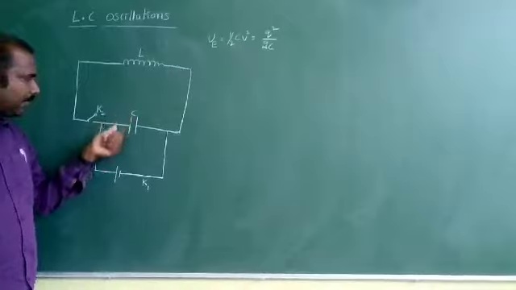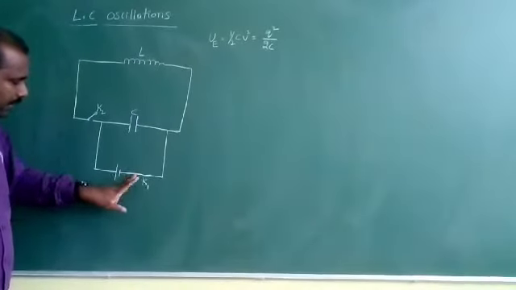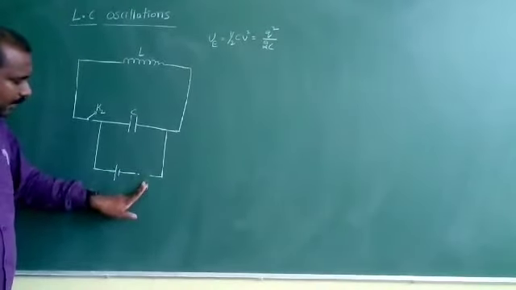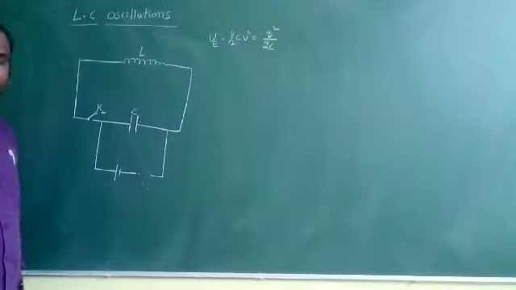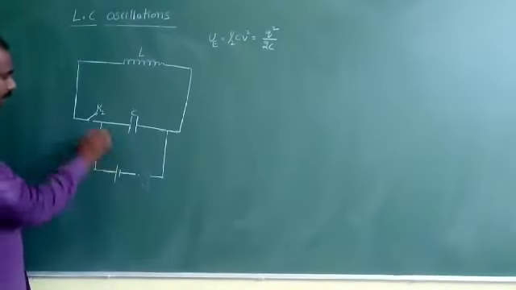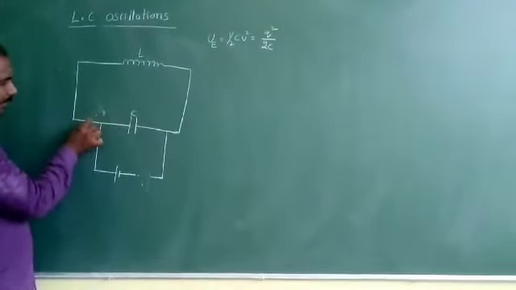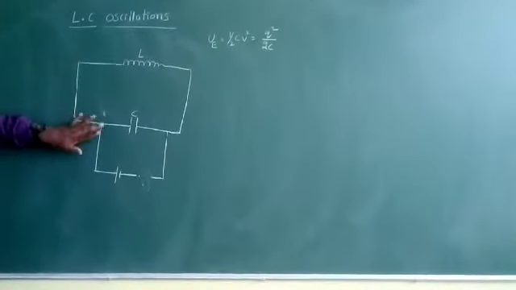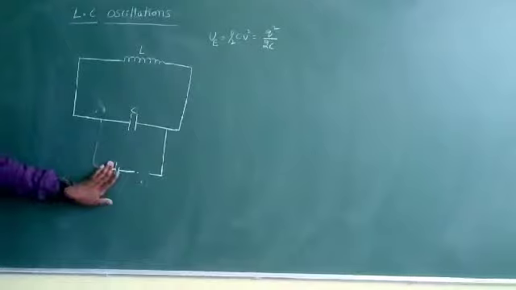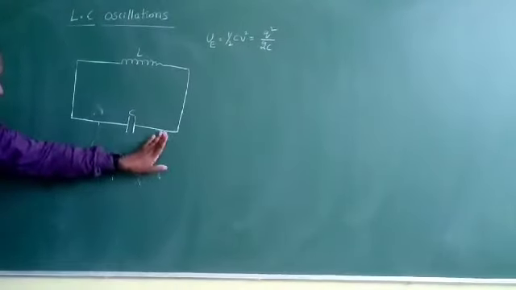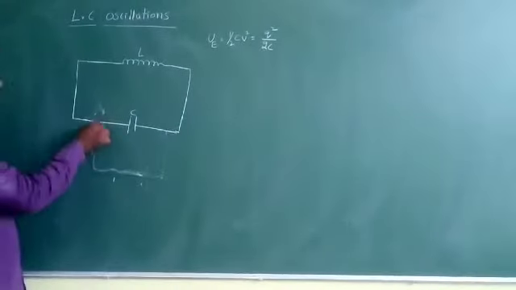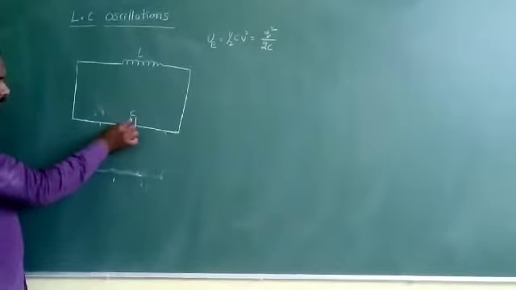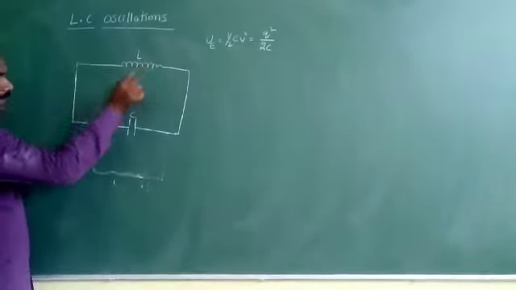Once it reaches the maximum, then what is happening? I am opening the key. K1 is open. Next, I close this key K2. Then I am not including the cell circuit; now that circuit is almost removed. Now what is happening? If key K2 is closed, the capacitor is connected to the inductor.